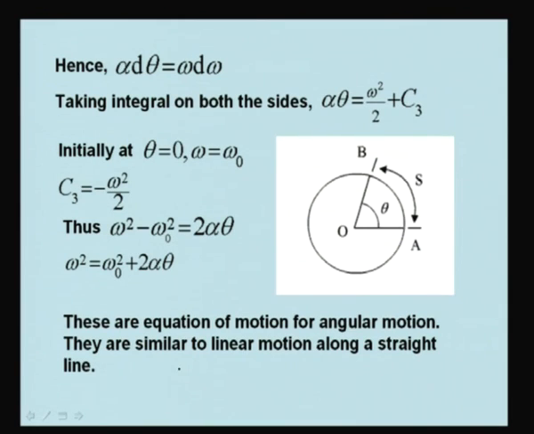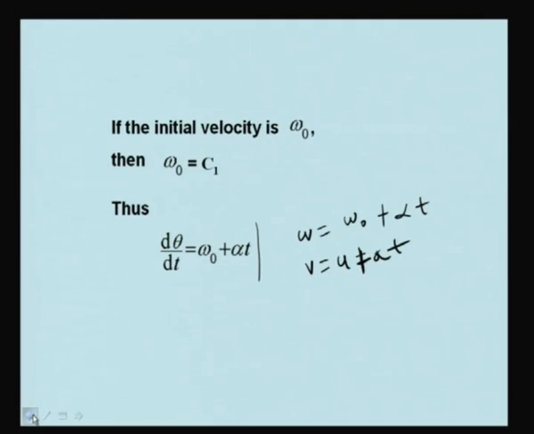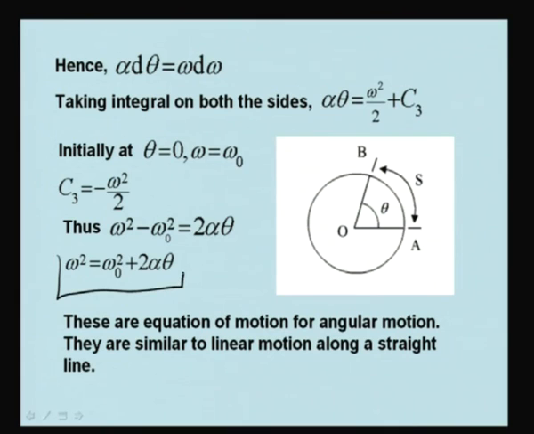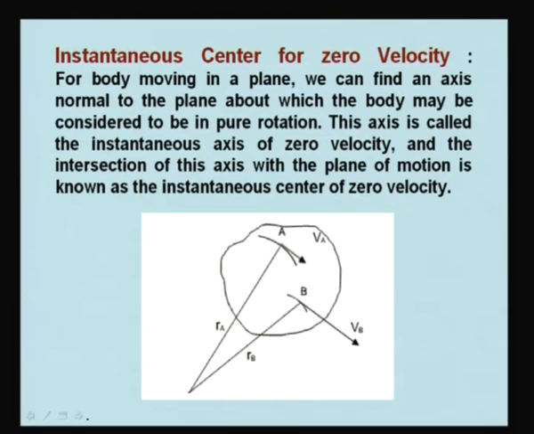These are equations of motion for angular motion. They are similar to linear motion along a straight line. So these are the equations of motion. One is omega is equal to omega 0 plus alpha t. Second is theta is equal to omega 0 t plus half alpha t square. The third is omega square is equal to omega 0 square plus 2 alpha theta. So these are the three equations of motion.